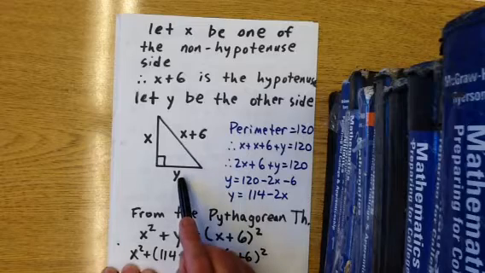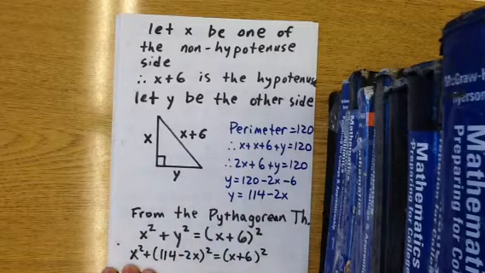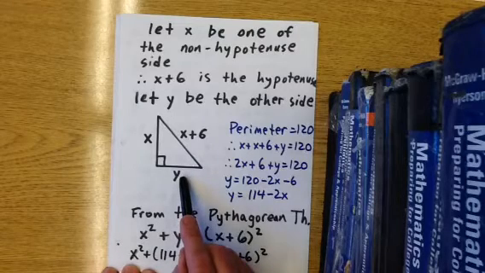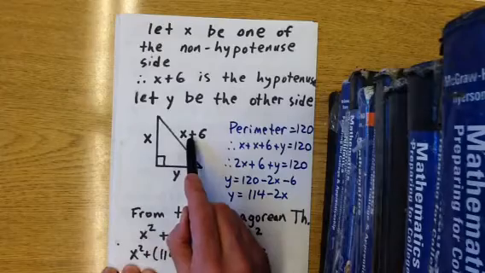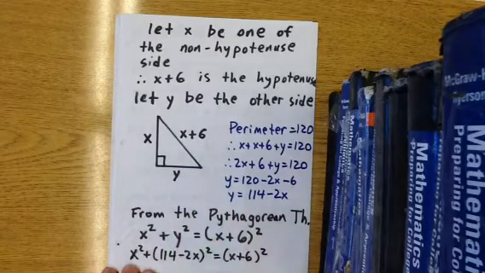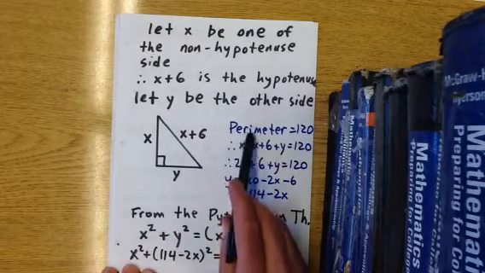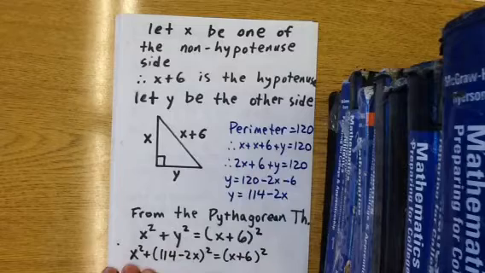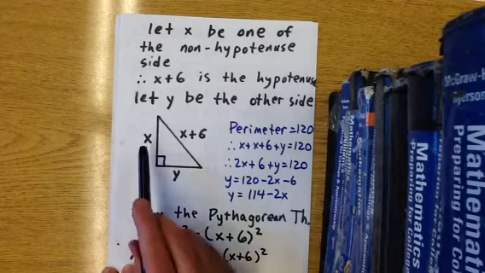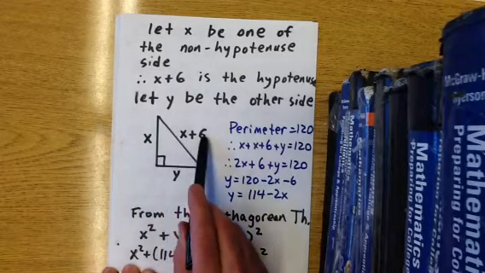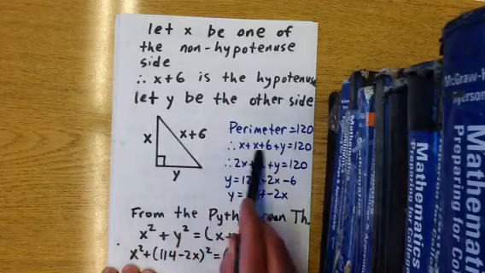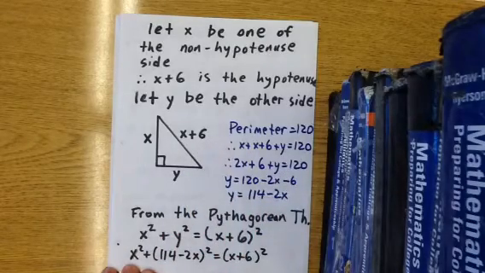Well, we don't know really how to indicate that third side yet, so we'll introduce the variable y, and we'll say, since we don't know, this is just y. So we've got x and x plus 6, and then that other side length y. Well, we know the perimeter is 120. They told us that for a reason. So x plus x plus 6 plus y is equal to 120.